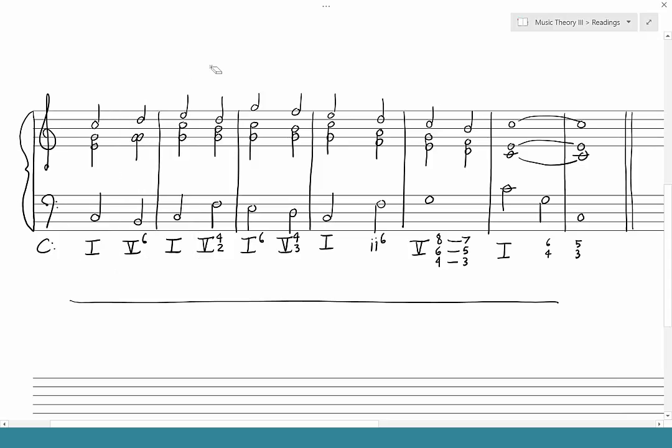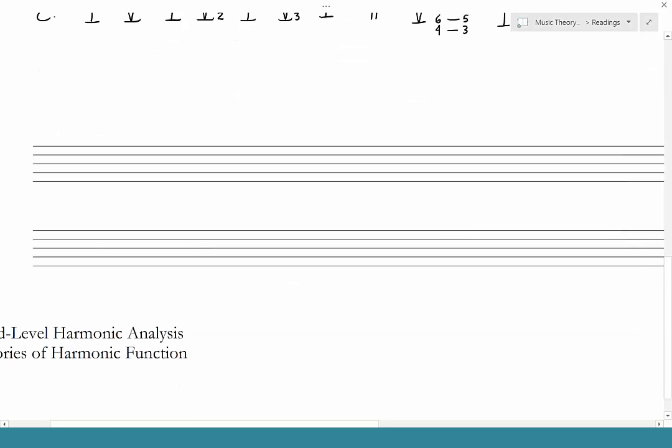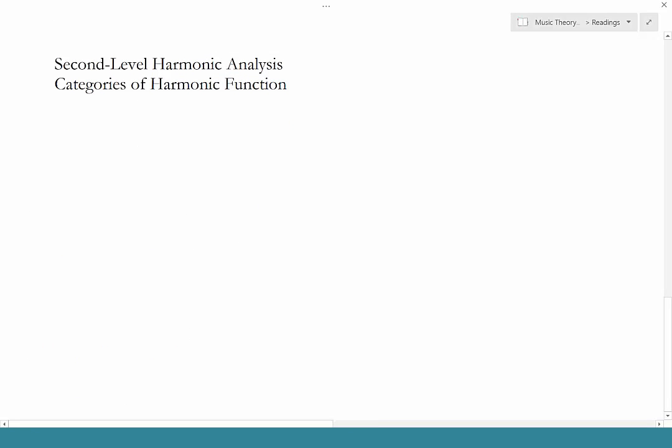So that's the first level of harmonic analysis. It's very important. But it's very important to look not only at how one chord is preceded by the next, but look at the overall picture of the harmony and notice how it fits into a particular pattern.